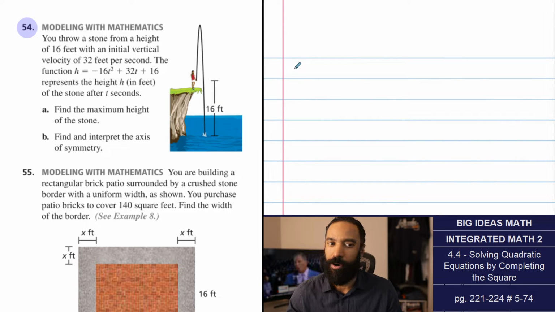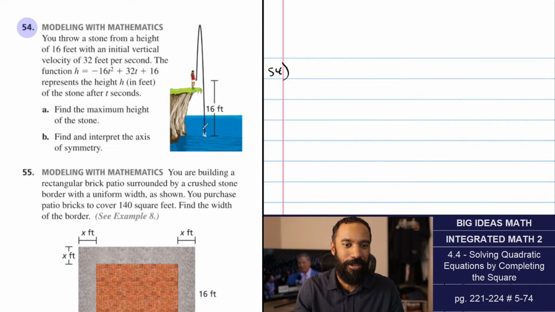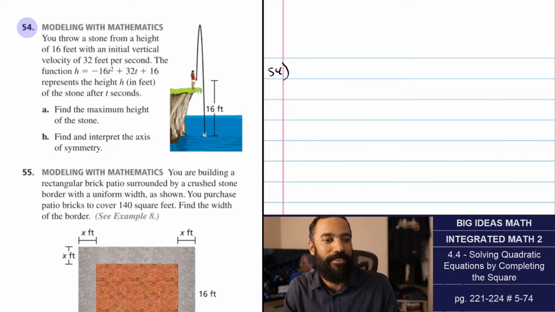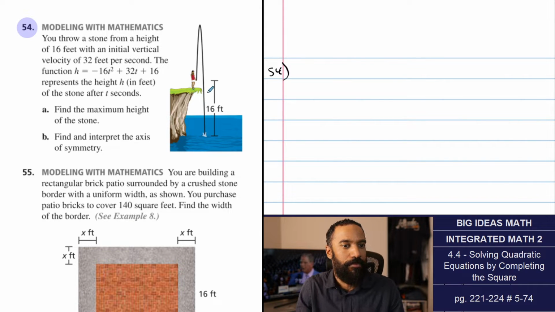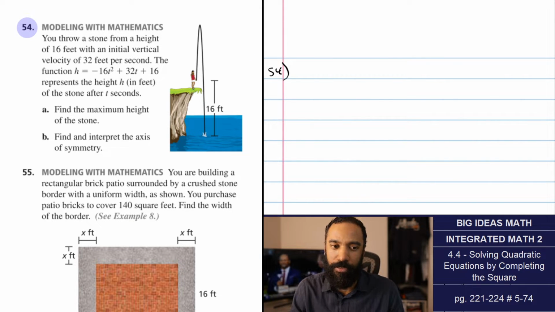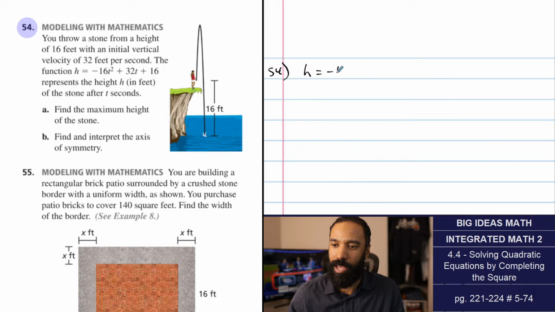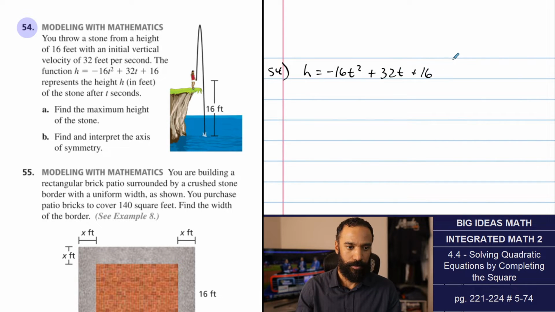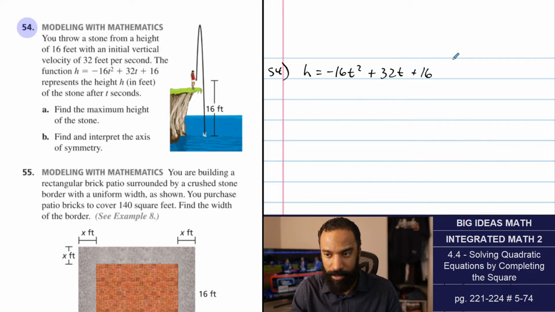Number 54, you throw a stone. You throw a stone from a height of 16 feet, I guess above water, with an initial vertical velocity of 32 feet per second. And here's a function that represents that. So this function seems to make some sense. The acceleration due to gravity is this component. Here's your initial velocity component, and here's your initial height component. Find the max height, find and interpret the axis of symmetry.